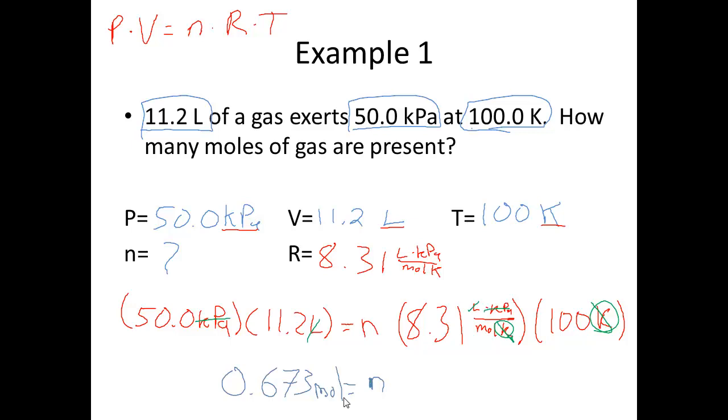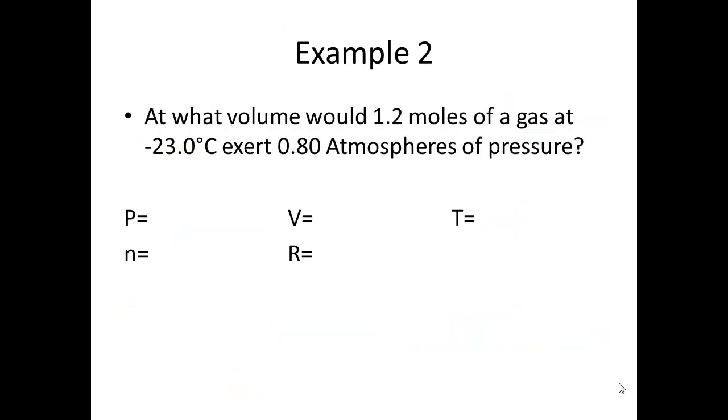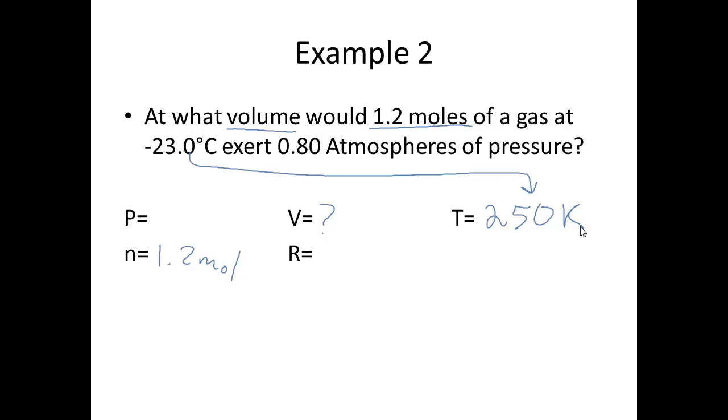Okay. So what do I want to find out right now? At what volume? I want to solve for V, with 1.2 moles, which is n. The temperature is negative 23 Celsius. We have to convert it to Kelvin. How do we do that? You add 273, and we get 250 Kelvin. And 0.8 atmospheres is the pressure.